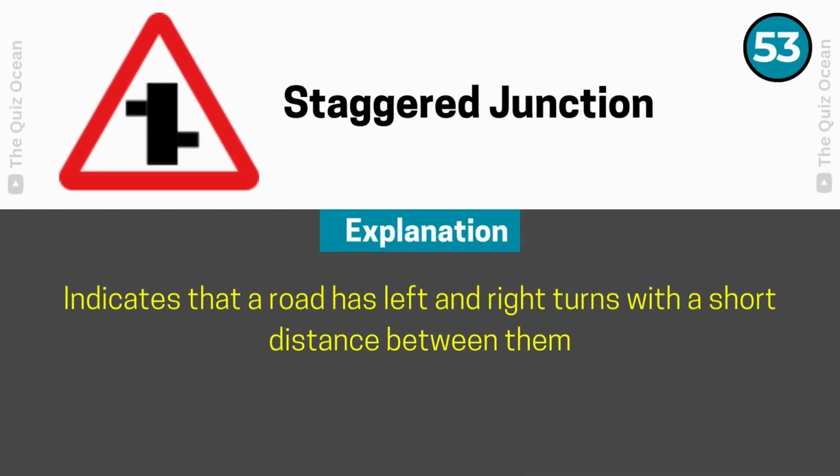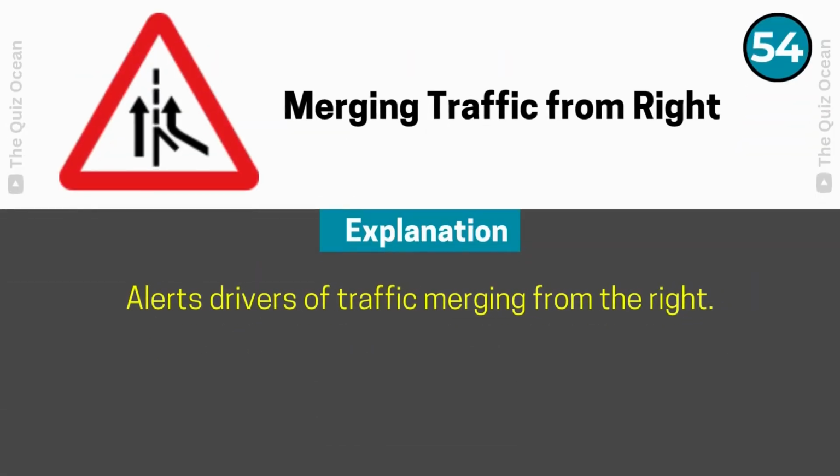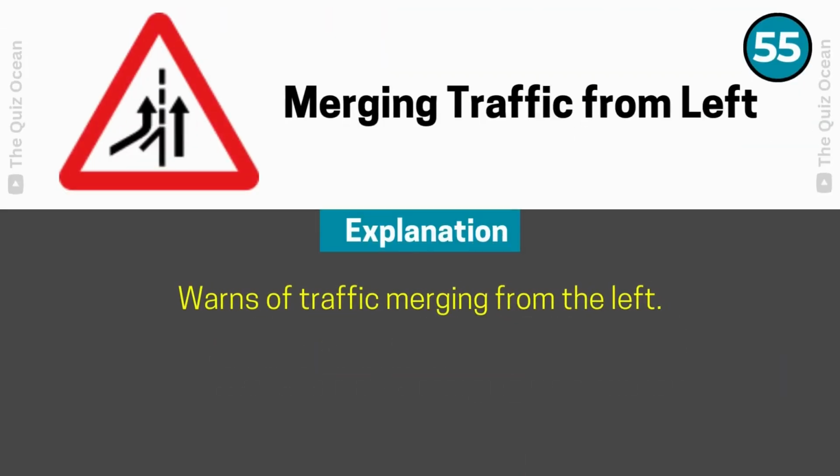Staggered junction sign indicates that a road has left and right turns with a short distance between them. Merging traffic from right sign alerts drivers of traffic merging from the right. Merging traffic from left sign warns of traffic merging from the left.